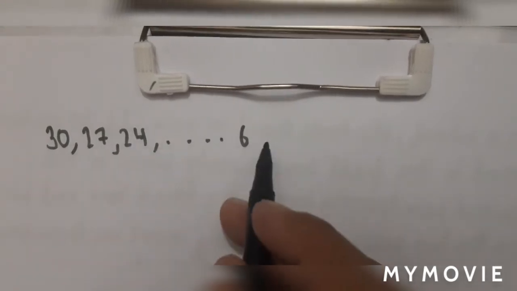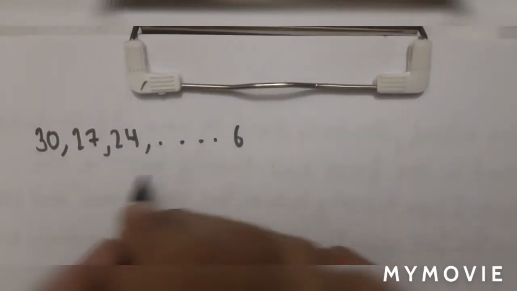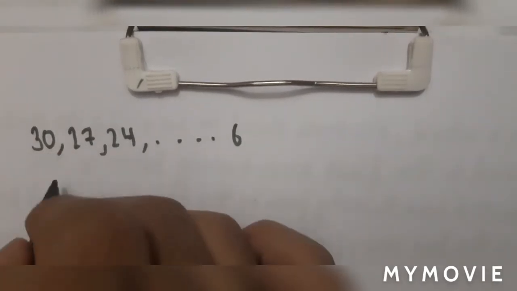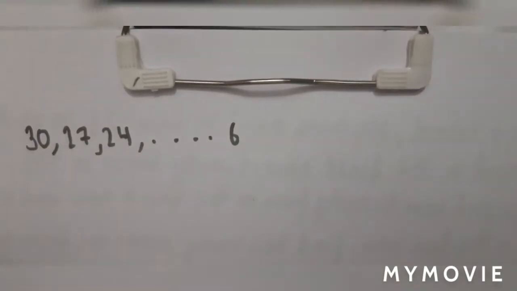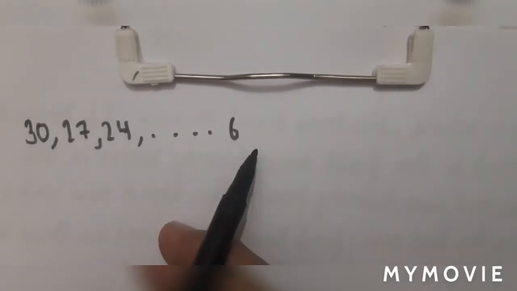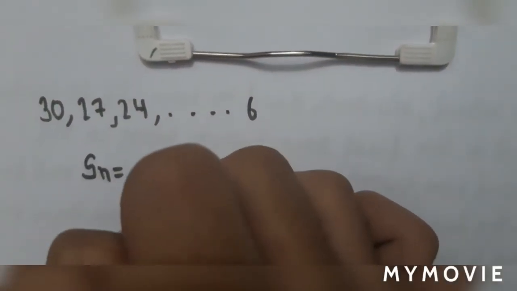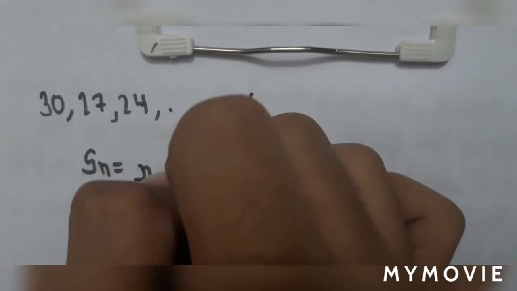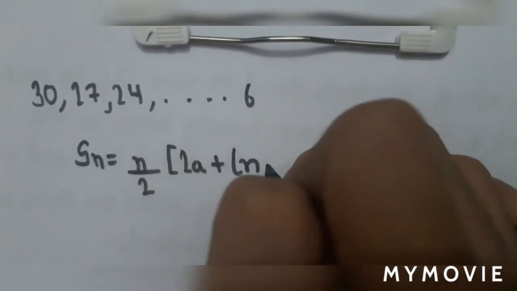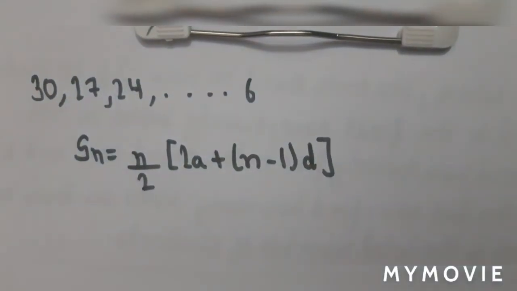So this was the sequence of the students in the rows. So friends, now we should find the total number of students. For finding the total number of students, we should add these terms, 30 plus 27 till 6. So for this the formula is Sn is equal to n by 2 into 2a plus n minus 1 d. So this is the formula.